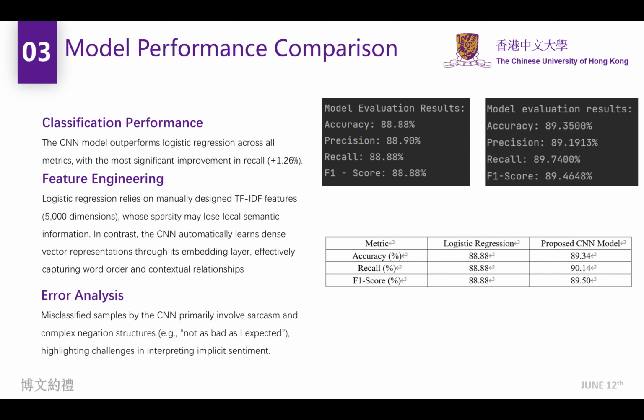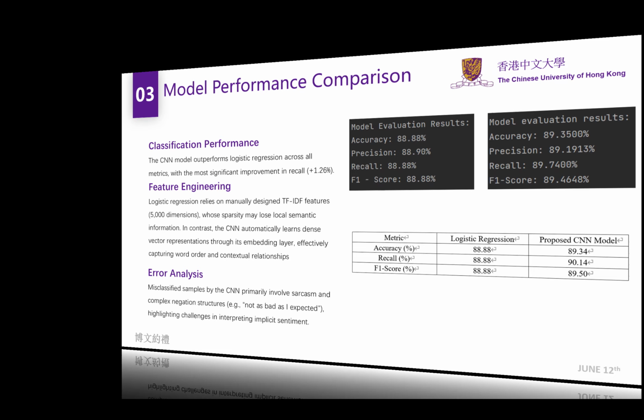Error analysis: misclassified samples by the CNN primarily involve sarcasm and complex negation structures, highlighting challenges in interpreting implicit sentiment.